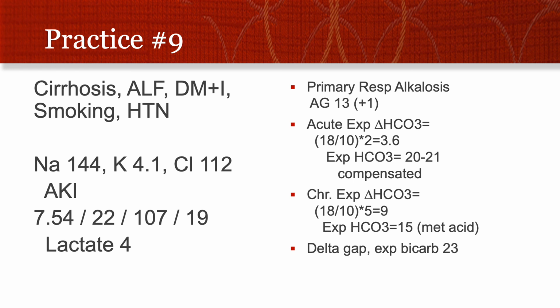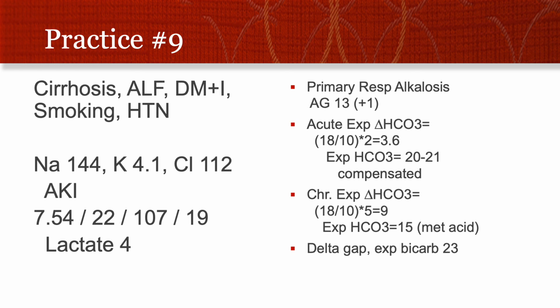And then the compensation ratio, if I think that this is an acute problem or an acute respiratory alkalosis, I expect the bicarb to change 2 times the change in CO2 for every 10 in CO2. In this case, the CO2 is down 18 or 1.8. 1.8 times 2 is 3.6. So I expect the bicarb to equal about 20. And in this case, it does. So this is a compensated respiratory alkalosis.